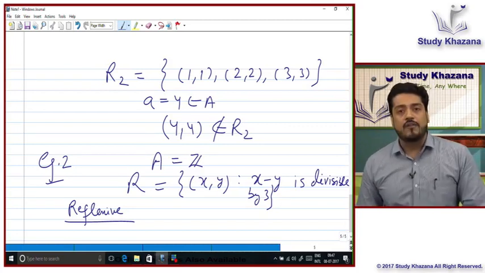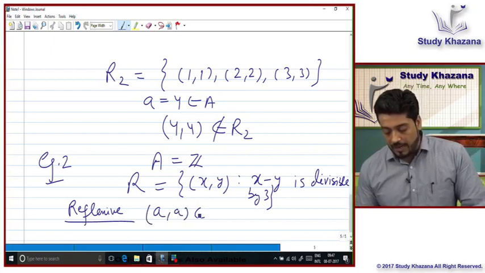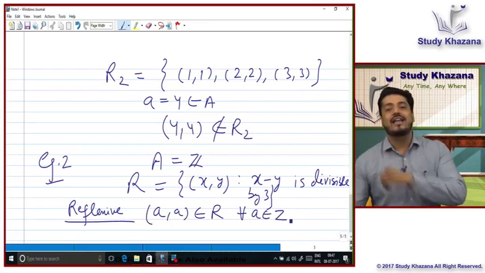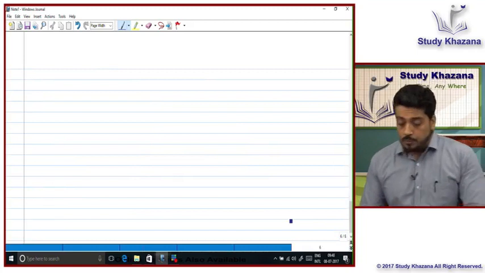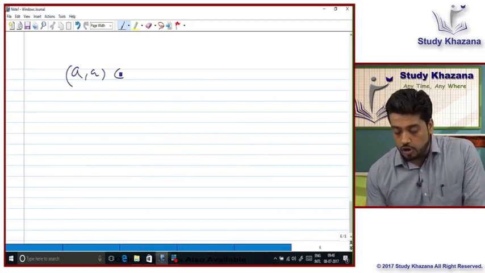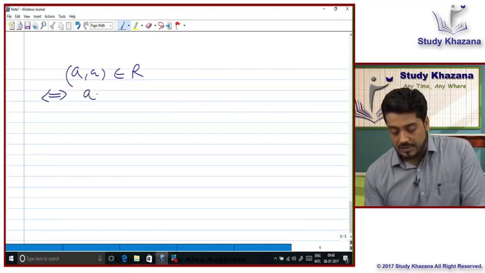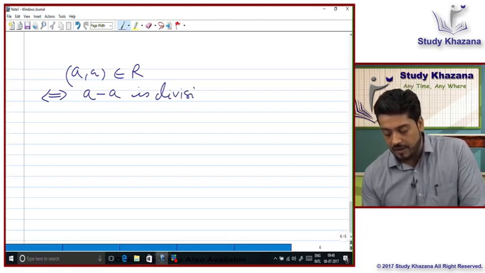Now, what do we need to check for reflexivity? We need to check that all elements of the type (a, a) belong to R for every a belonging to Z, because the underlying set here is the set of integers, that is Z. Now we say (a, a) will belong to R if and only if the difference a minus a is divisible by 3. This is the definition which I have given.